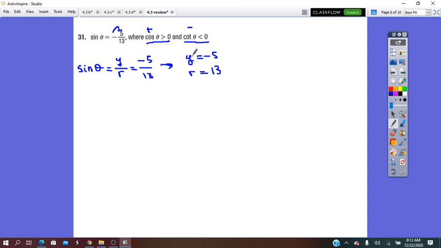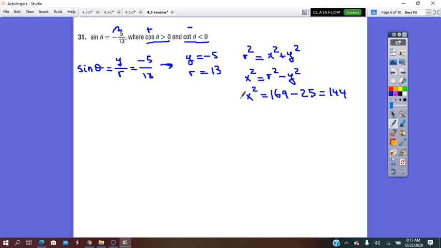The relationship between x, y, and r is that the radius squared equals x squared plus y squared. We know y and r, so we solve the equation for x. It will be x squared equals radius squared minus y squared. So x squared equals 13 squared, which is 169, minus negative 5 squared, which is 25, and equals 144. Taking the square root on both sides, x equals positive or negative 12.